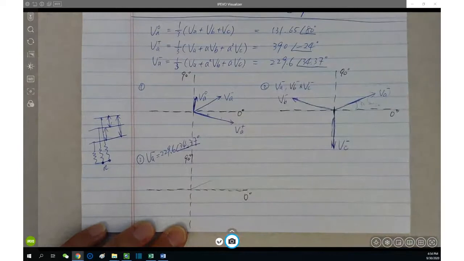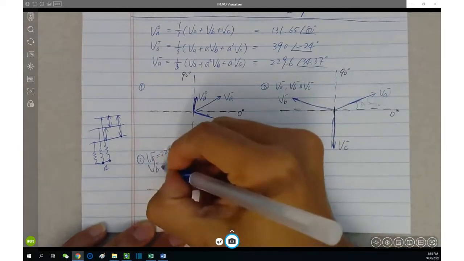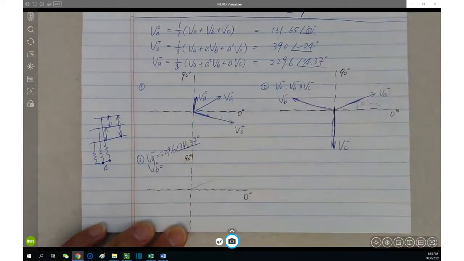Second one, phase B0 sequence. Phase B0 sequence is who? Same as phase A0 sequence.